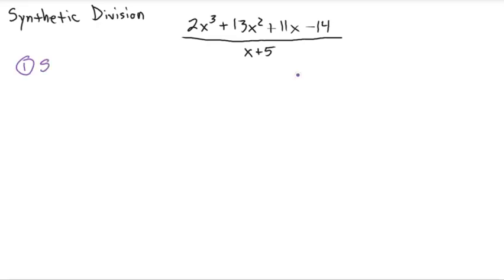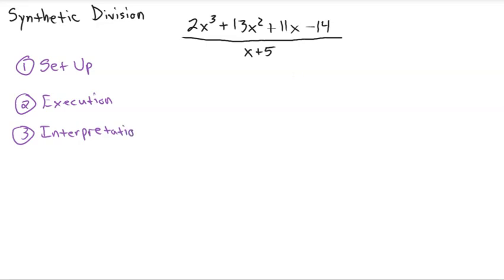Okay. All right. So there are three phases. I call the first phase the setup, the second phase the execution, and the third phase the interpretation. Now, it's going to take me a few minutes to explain it to you, and you may say, oh, this is taking too long, I'd rather just do polynomial long division. Trust me when I say when you start doing synthetic division, it is much faster than polynomial long division.